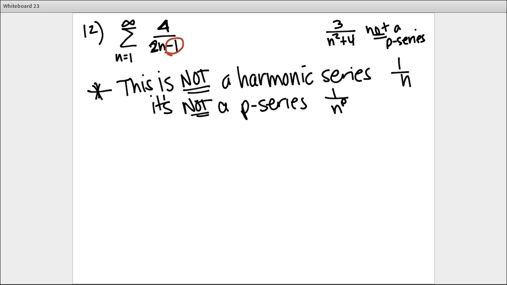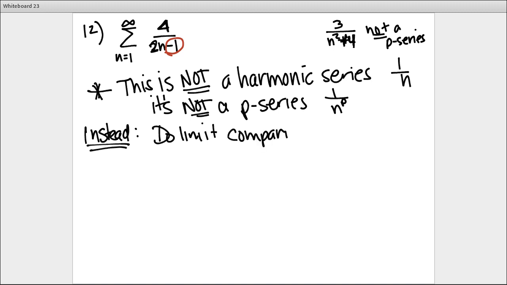The 2 in front here, not a big deal. Constants, no big deal. It's the subtracting of the 1, right? Or it's the adding of the 4 down there. They're no longer a p series. So what you do instead is you do a limit comparison test to the p series, or to the harmonic, which is a special type of p series, right?